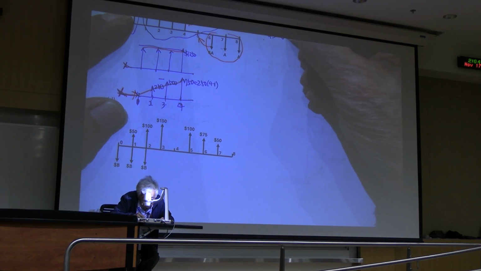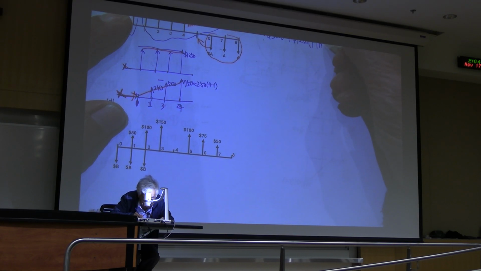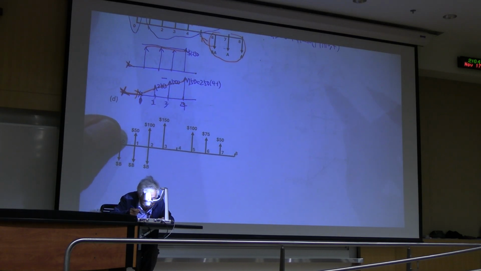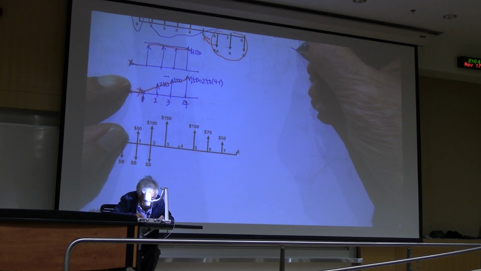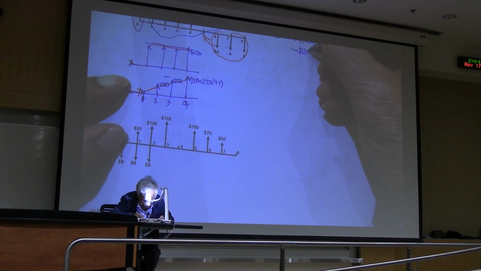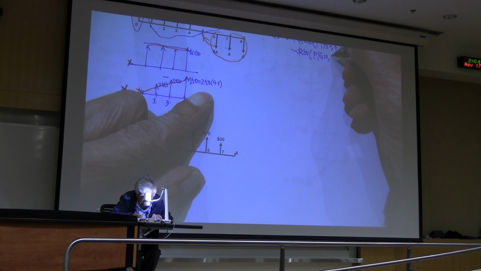So, plus 1250 given A to find P, 10% for interest period, minus 250 given G to find P, 10, 4.